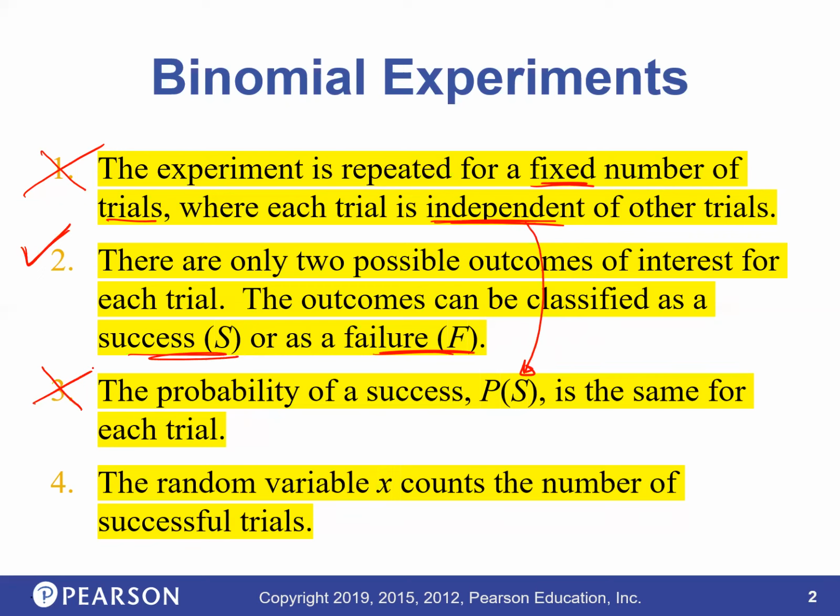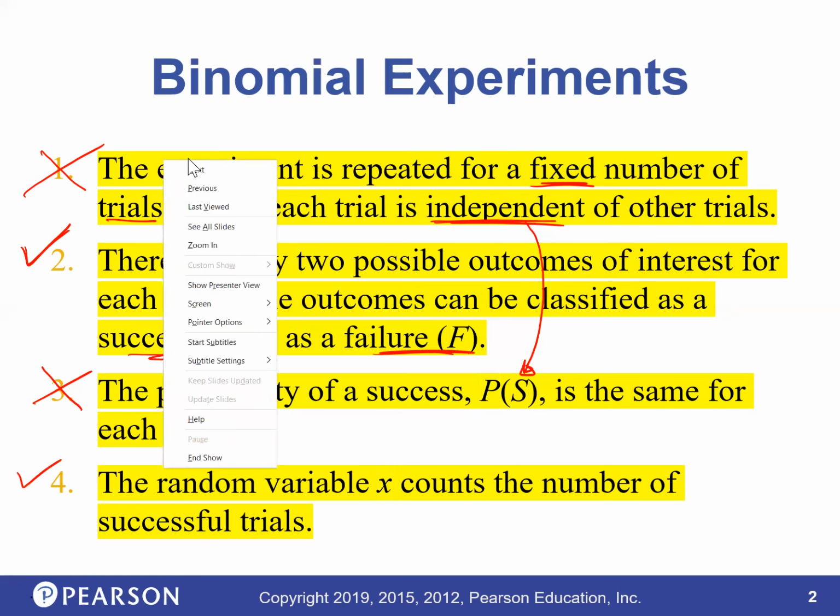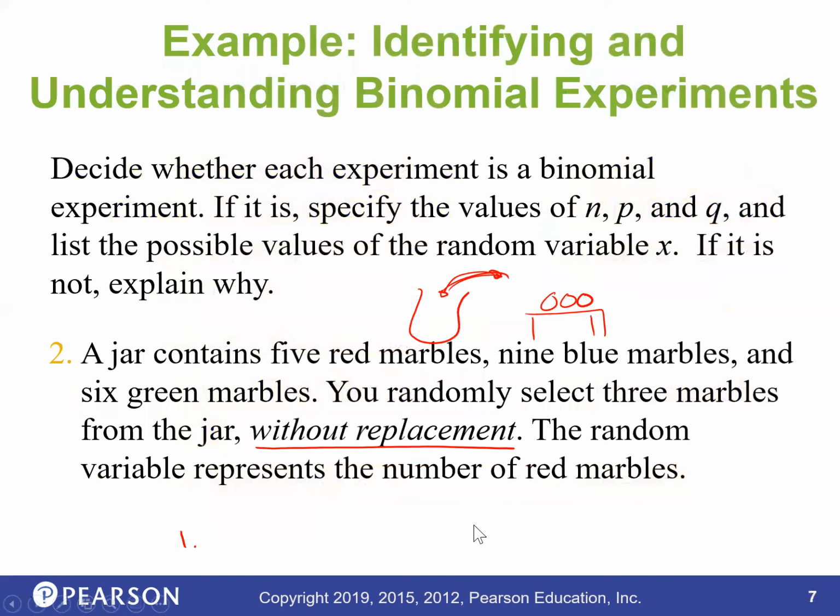The random variable X counts the number of successful trials. That's still good. X was counting the number of red marbles. So just criteria 1 and 3 have been dashed. We good? Okay. Just want to make sure that that's set in our minds here. It's because of the without replacement. If we looked at the color and put it back, then it would have been a binomial experiment. But just because we took out the marble and we set it on the table, that's what made it not a binomial experiment anymore. Just that little piece there.